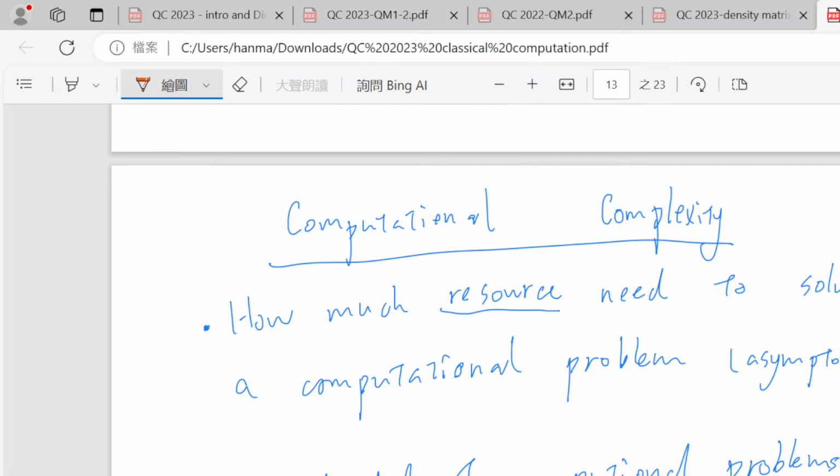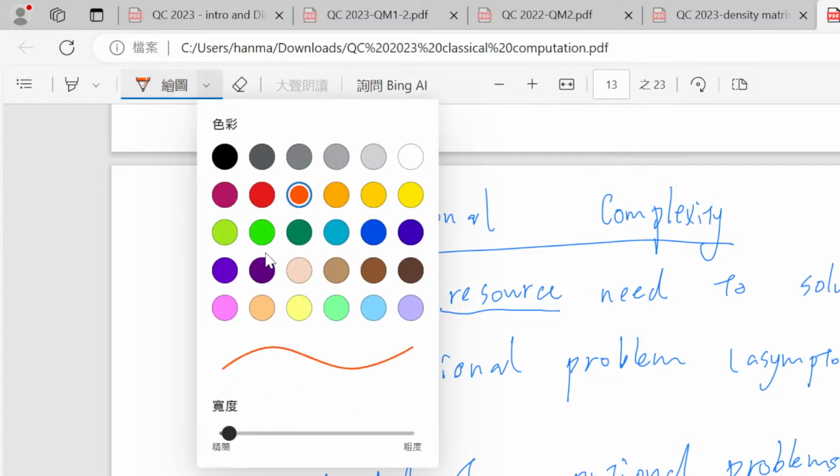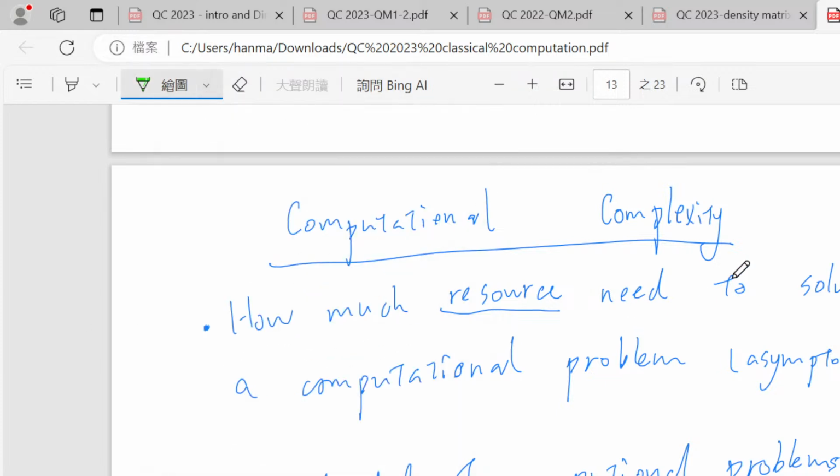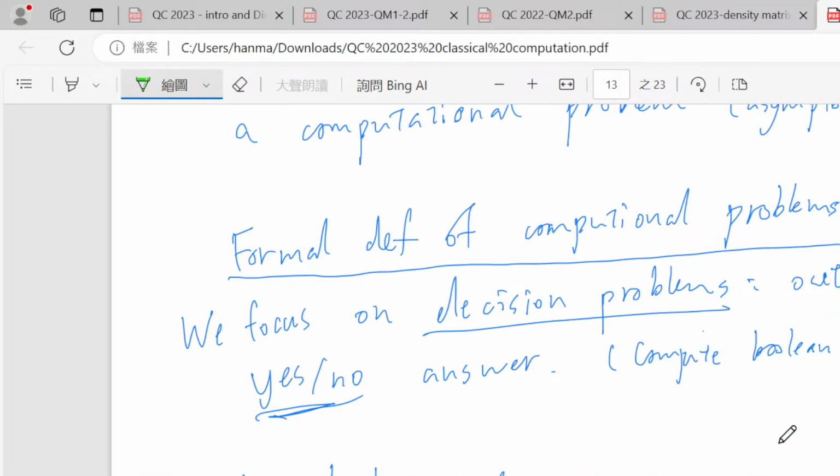We found out that sometimes it's really hard to do some computation. Even if you ask a machine to do it, it takes a lot of time. So you want to study how the resource scales. Anyway, so we have more definitions here.